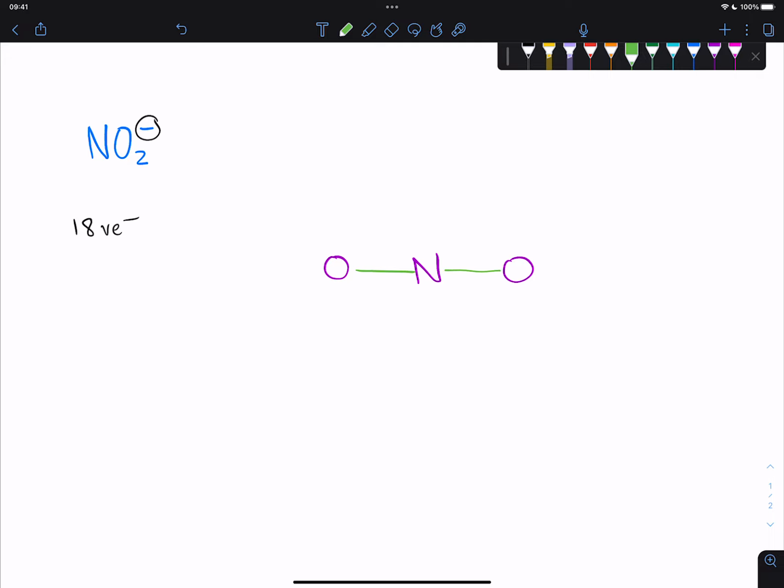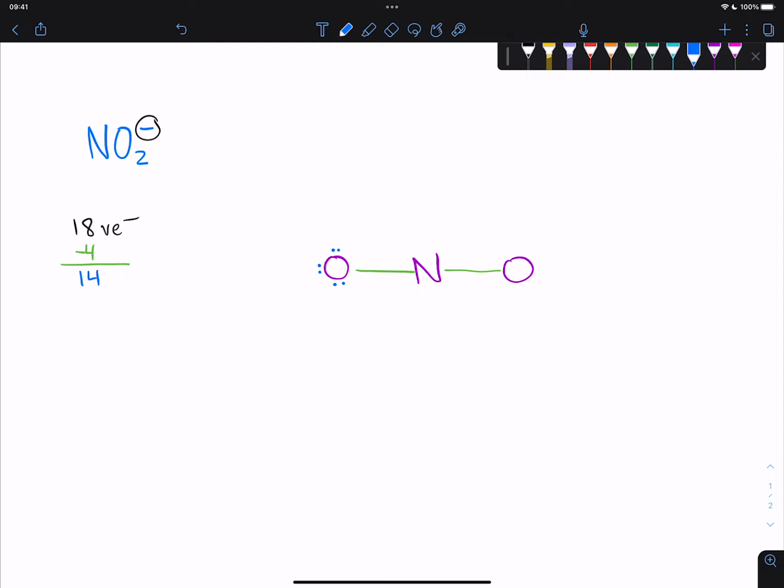Every time we draw a line, we need to subtract 2 electrons. So we drew 2 lines, we need to subtract 2 times 2, which is 4, so we just used up 4 of our valence electrons. That gives us 14 valence electrons remaining to put on our structure. Let's spread those 14 electrons out. 1, 2, 3, 4, 5, 6.